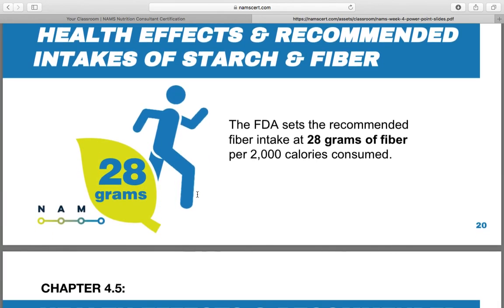The FDA sets the recommended fiber intake at 28 grams of fiber per 2,000 calories consumed. So we're all going to be shooting for around the 20 to 28 gram mark of fiber. Some people are going to need more, obviously, if you need more than 2,000 calories. But for instance, I keep mine around 30 to 35 grams of fiber a day.